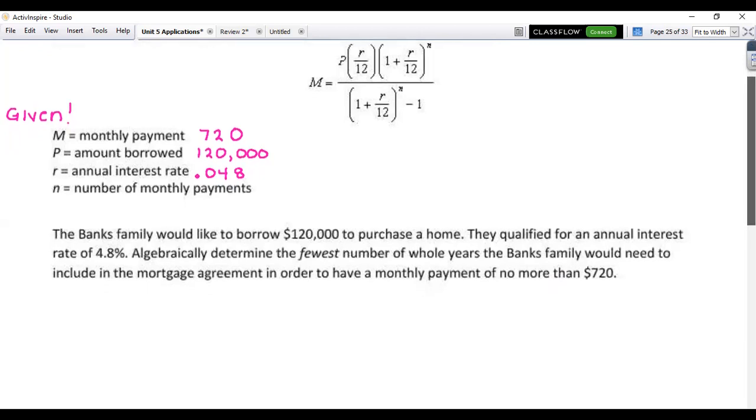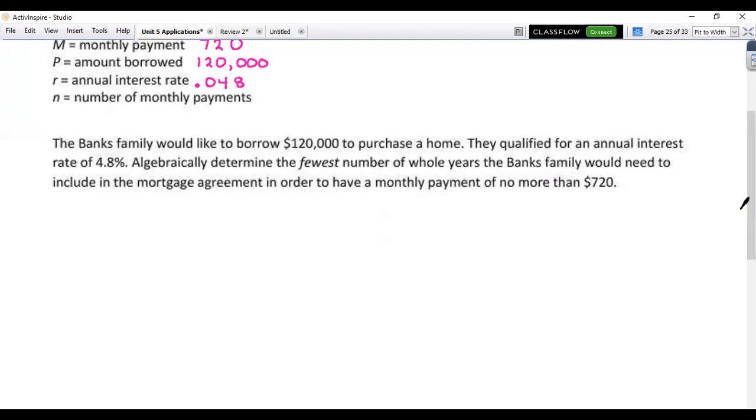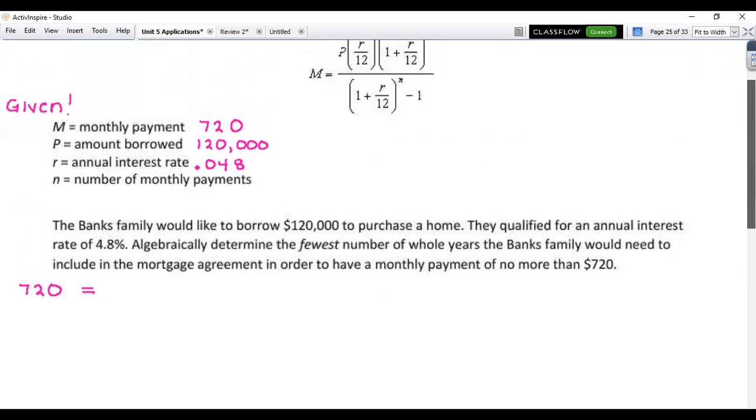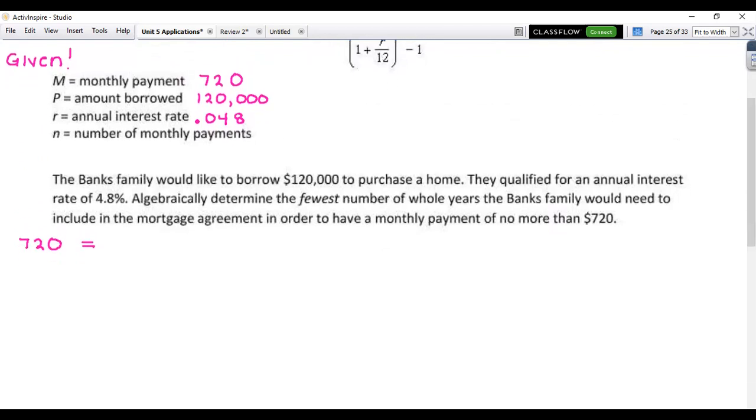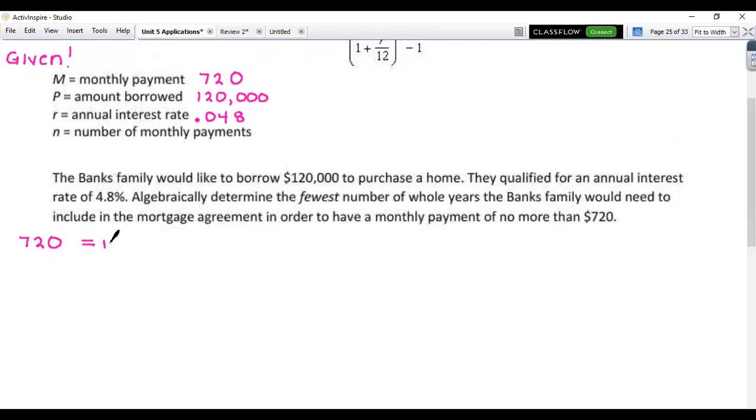So I want capital M equal to 720 equals. And I'm going to go really slow because this gets very complicated. When you make math and your real world applications, it does get complicated. So I have P. I am borrowing $120,000, and I'm going to go times R over, so 0.048 divided by, was it over 12? Thank you, I appreciate that. I wish I could have both up at the same time.